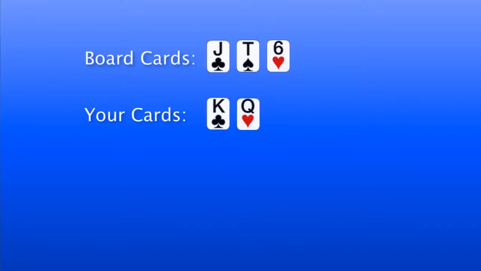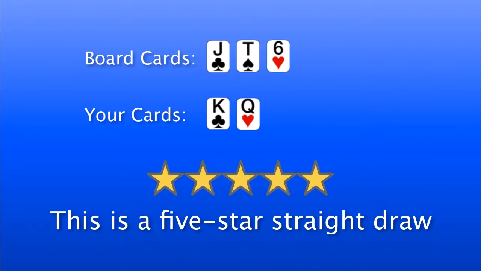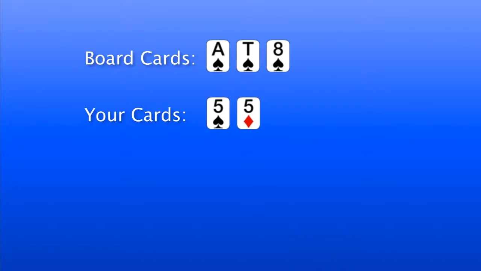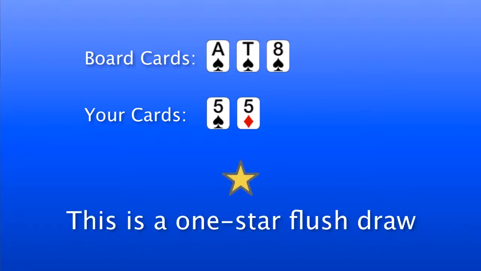Finally, some draws will have anywhere from 1 to 5 stars after them, indicating how strong that draw is relative to other draws of the same type. For example, let's say you held a king and a queen in your hand, and the flop had a jack and a 10 on it. That would be a 5-star straight draw for sure, because any straight you make is guaranteed to be the best possible straight for that hand. In contrast, suppose there were 3 spades on the flop, and you held the 5 of spades in your hand. That's going to be a 1-star flush draw because even if you hit your flush, it's probably not going to be good.